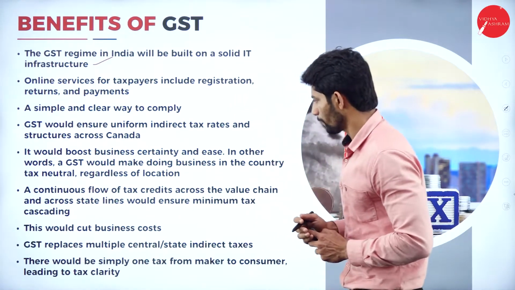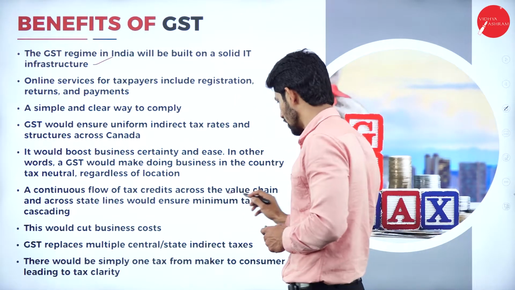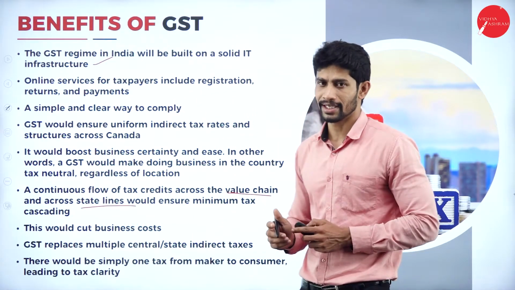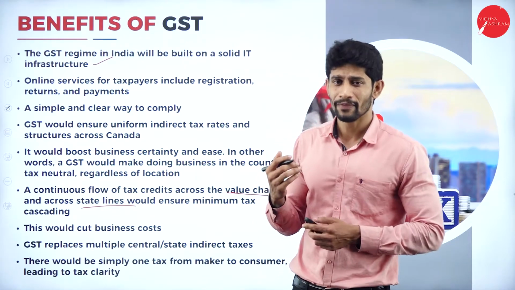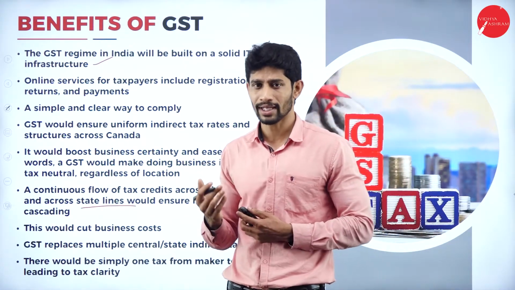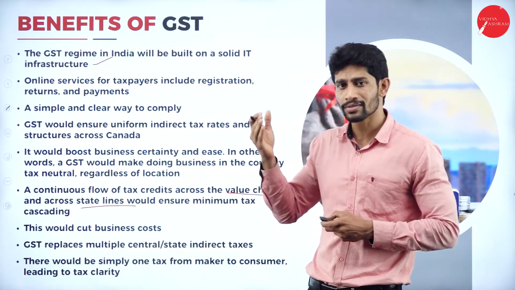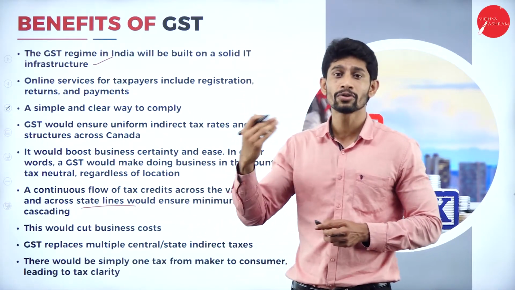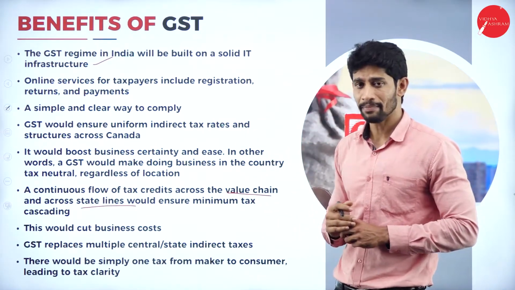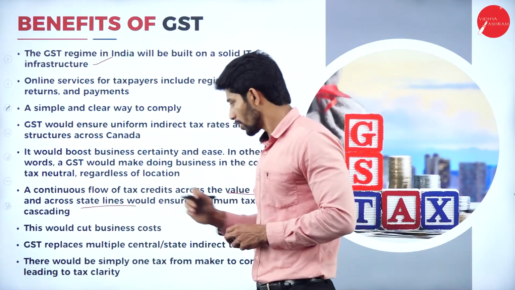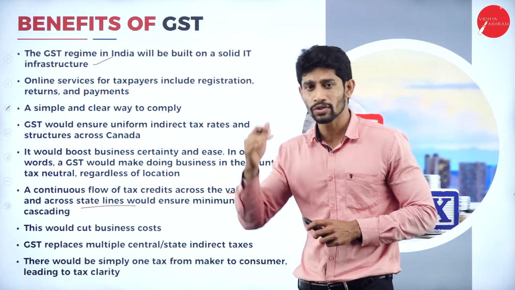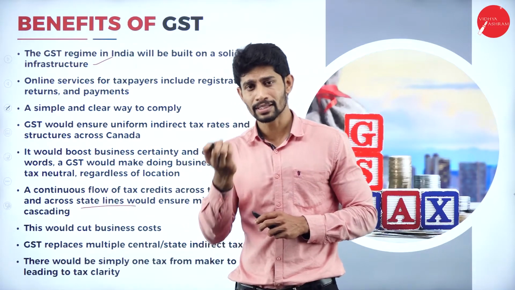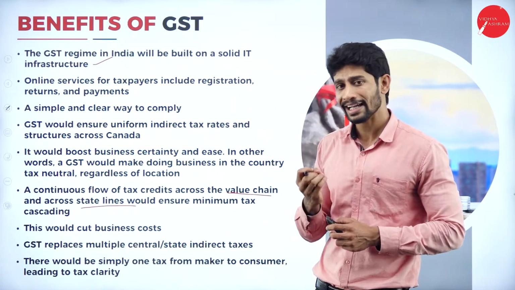A continuous flow of tax credits across the value chain and across state lines would ensure minimum tax cascading. Yes, the cascading effect will be very less. Cascading effect is nothing but tax on tax. So once the tax is paid, once you receive the invoice, you can show the same invoice all over the country. You need not pay tax again on the same product. Next, this would cut business cost. Yes, it's going to reduce the cost of business. If the cost of business decreases, then obviously the profit of the business entity will increase.